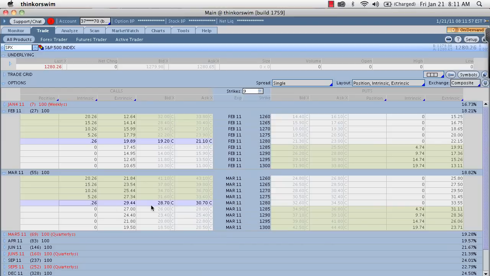Now the extrinsic value is the value that's left to time decay, and that's this higher figure here. For these March 1290 calls, it's 24.40, and for these February 1290 calls, it's 14.95. So you can see there's less value for options that are closer to expiring. Again, this is the whole theory of time decay, that the option will lose value as we get closer to expiration. Of course, it works the same way over here in the puts, just in the opposite direction.